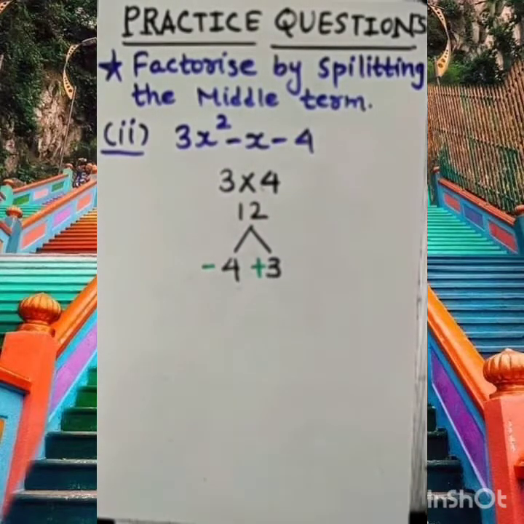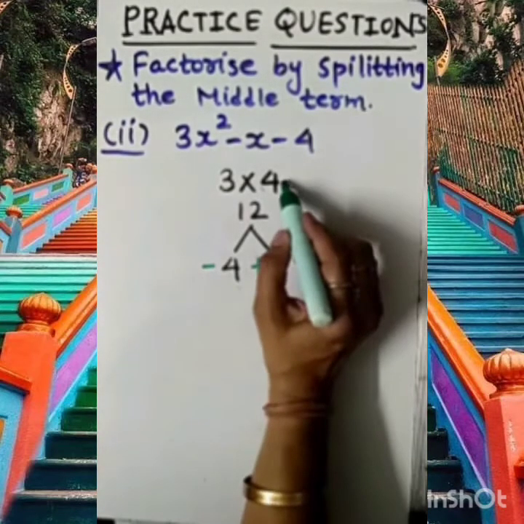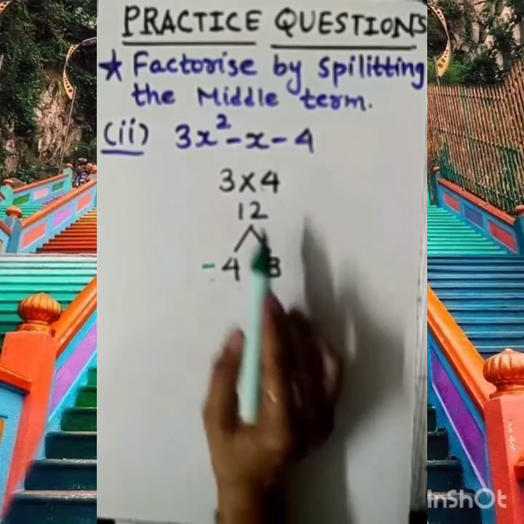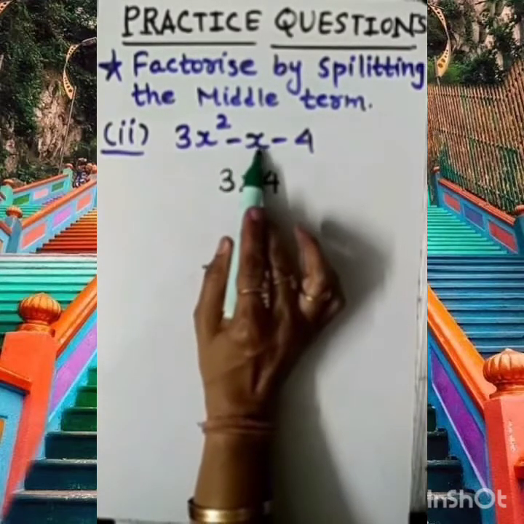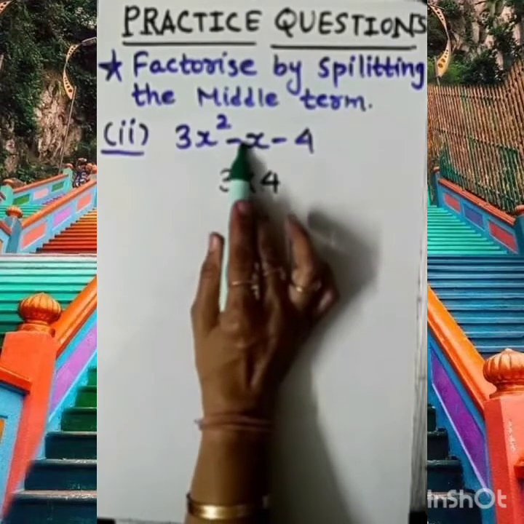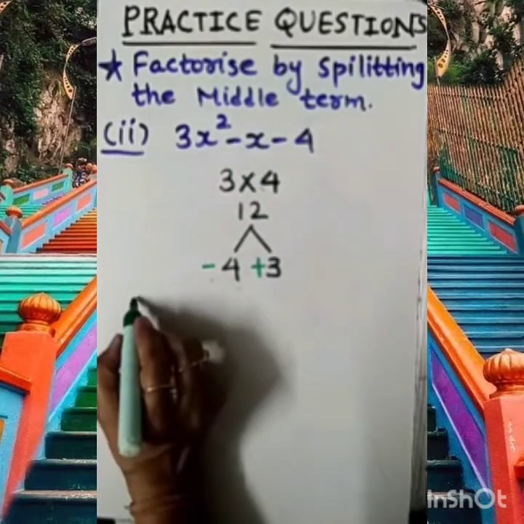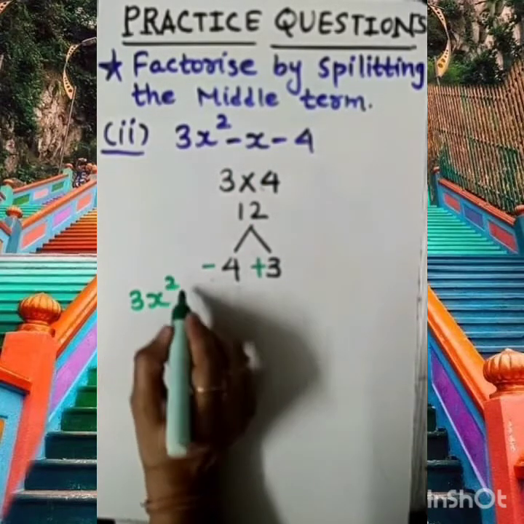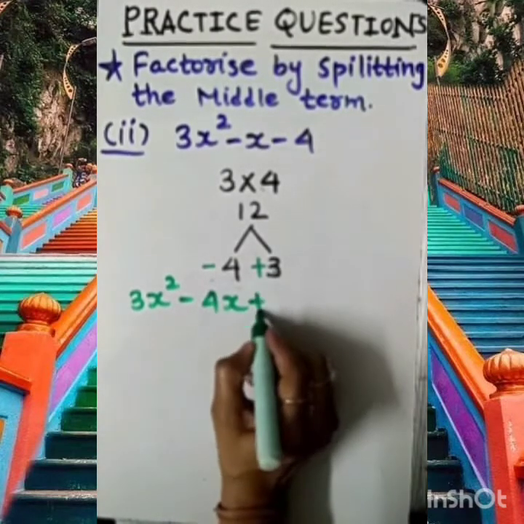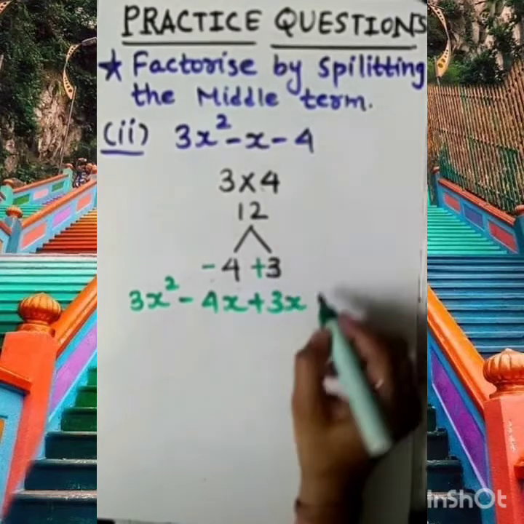You can see here 4 times 3, the product is 12, and minus 4 plus 3 gives the result minus 1, which is the coefficient of x, right? The coefficient of x is here 1. So dear student, the expression will become this: minus 4x plus 3x, and this is minus 4.